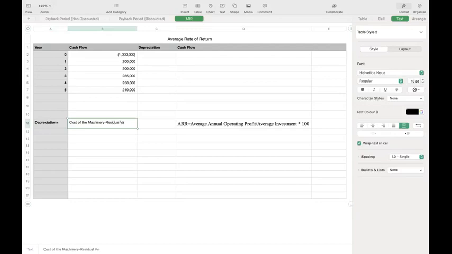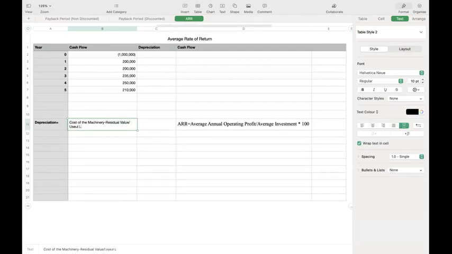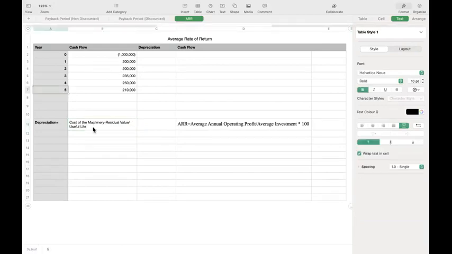Now, what is this residual value? Remember, in the question, the company stated that it is planning to sell the particular machinery for £50,000 in the 5th year, and this is known as residual value. In other terms, you also call it disposal of asset. So that 50,000 is called the residual value, divided by the useful lifetime of the machinery. The company stated that they are planning to use this particular machine for 5 years. Therefore, 5 years would be the useful life.